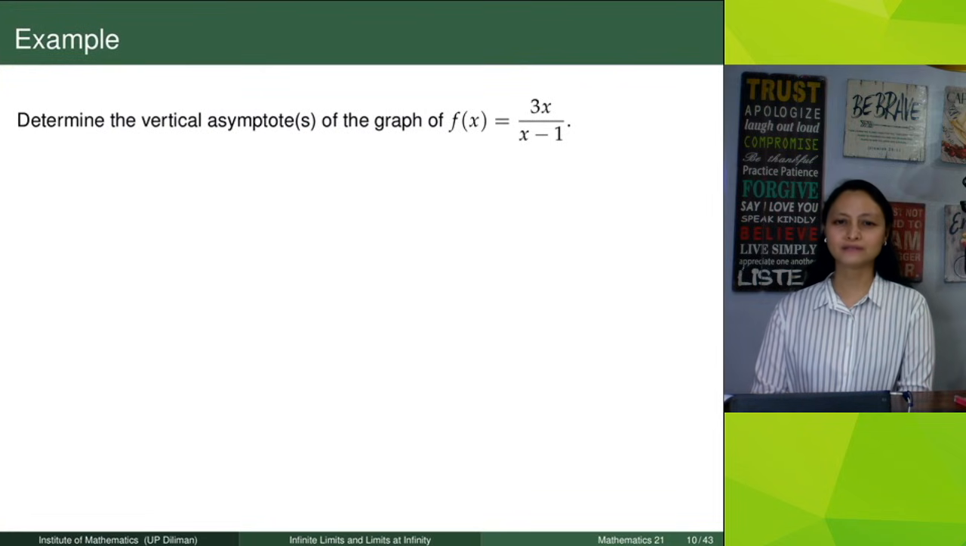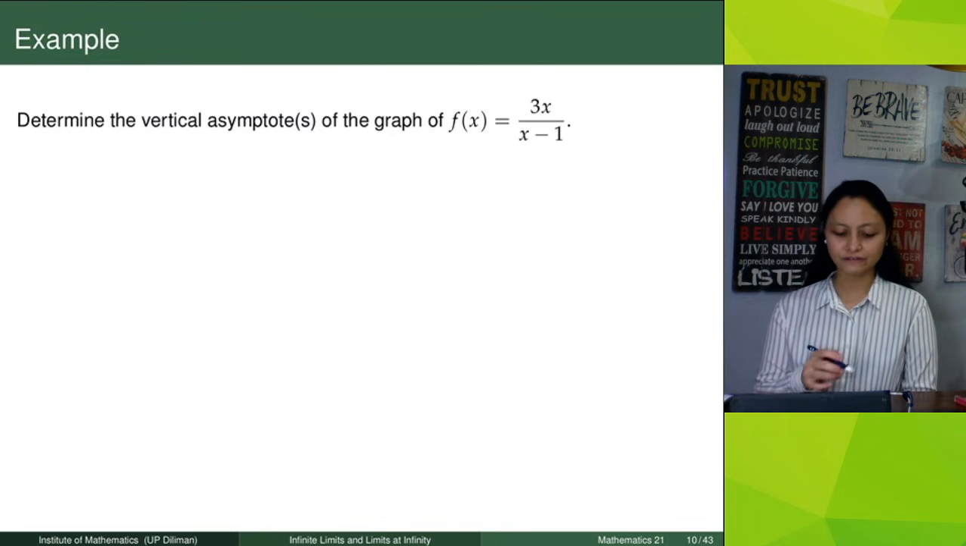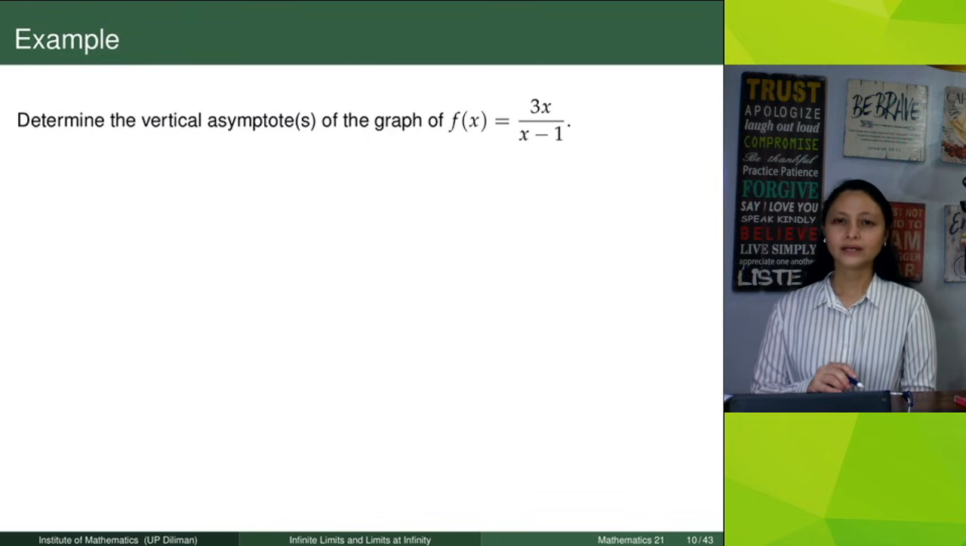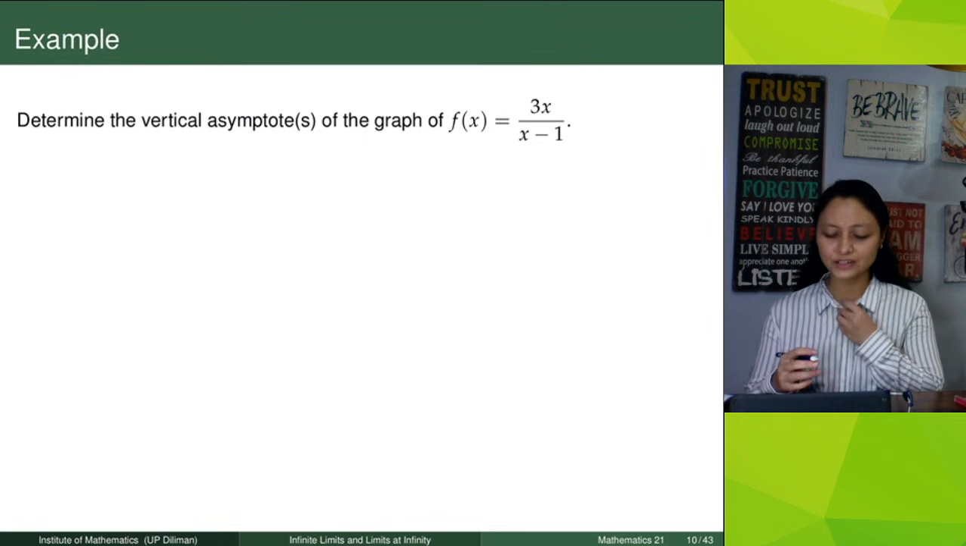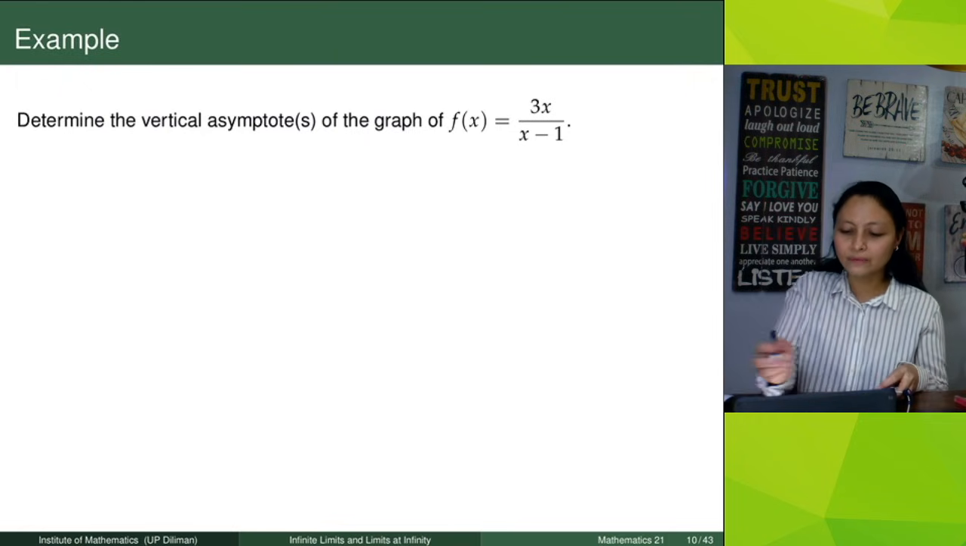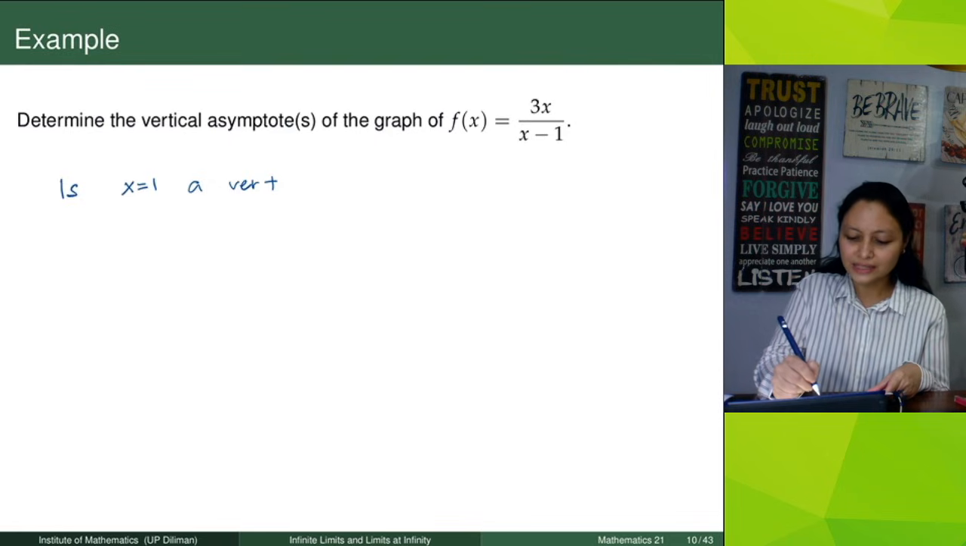So suppose you have the function f of x equals 3x all over x minus 1. How do we determine the vertical asymptotes of the graph of f? Usually, a possible candidate for a vertical asymptote is when the denominator is 0 or when the function is undefined, if you have a rational function. So here, we can consider x equals 1.